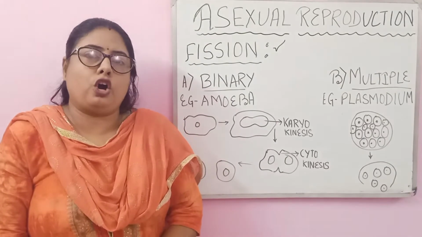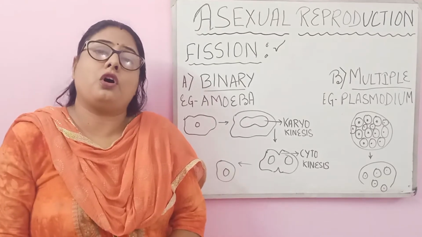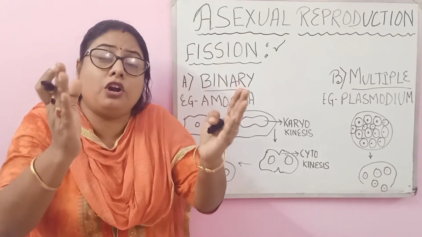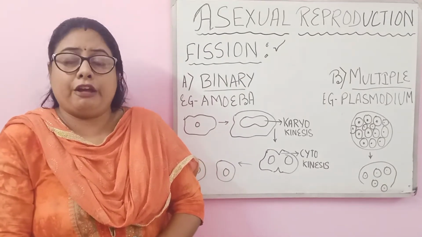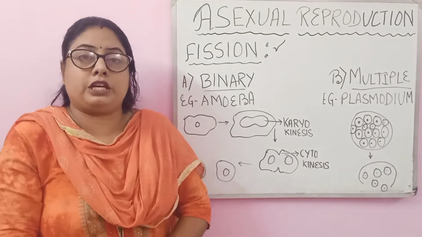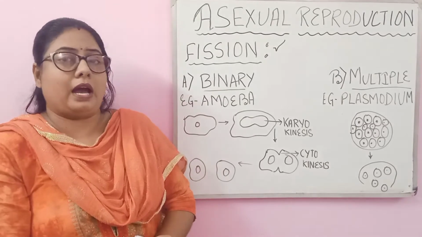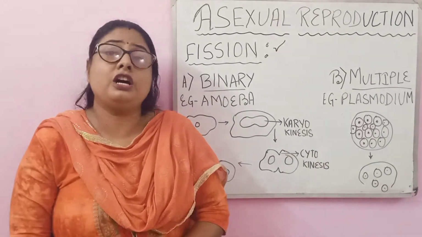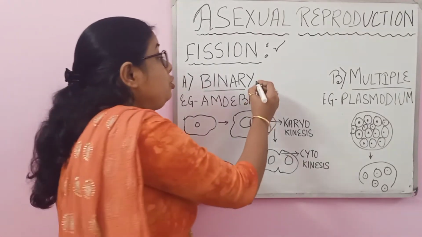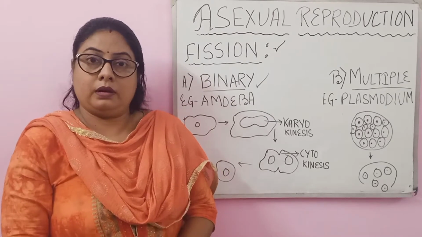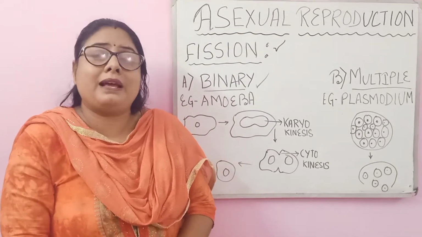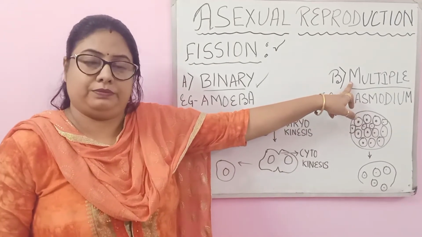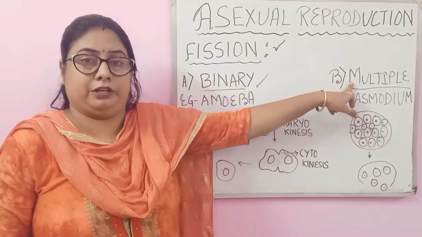Fission means splitting of an organism into two or more organisms. That is, breakdown of one organism into two or more organisms. Now, if one organism splits into two organisms, it is known as binary fission. Bi means two. So, binary fission is the splitting of an organism into two organisms. And if an organism splits into more than two organisms, it is known as multiple fission.